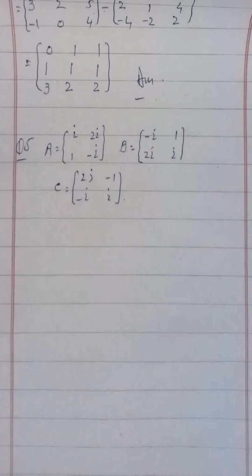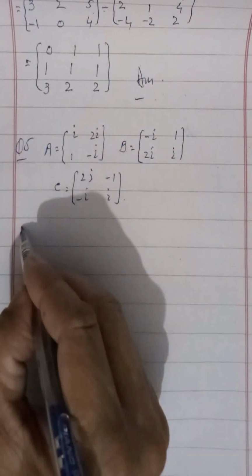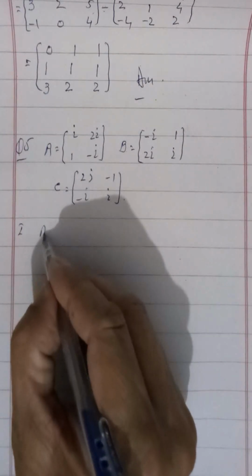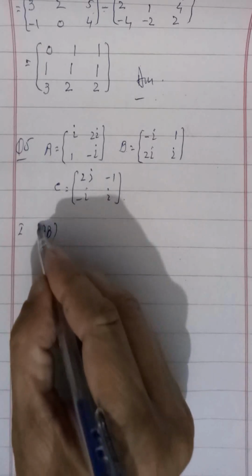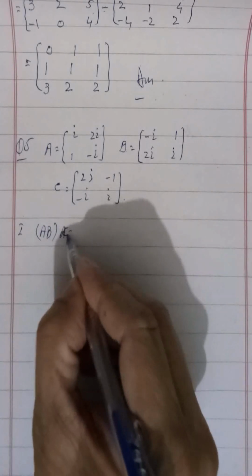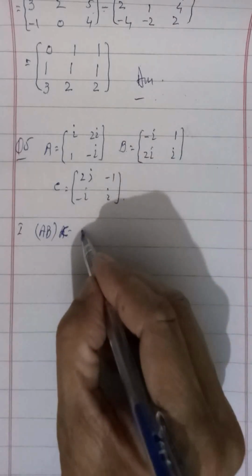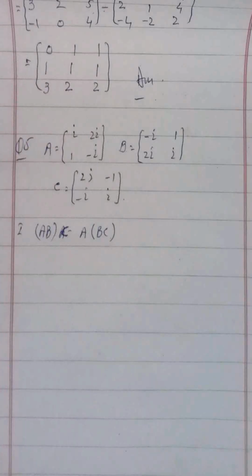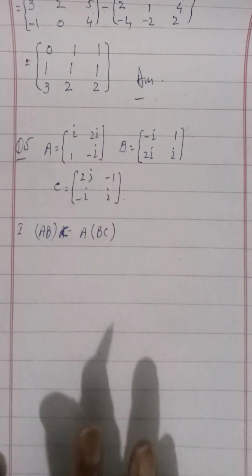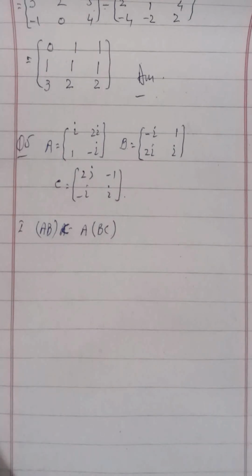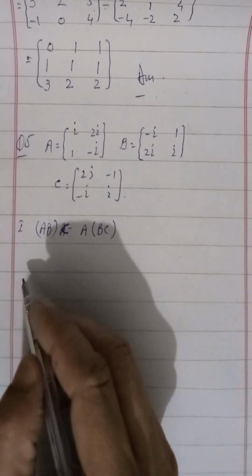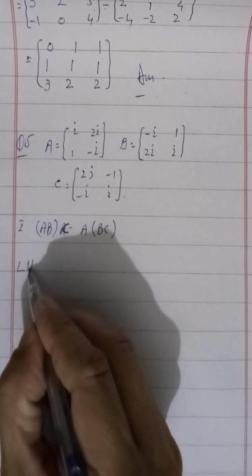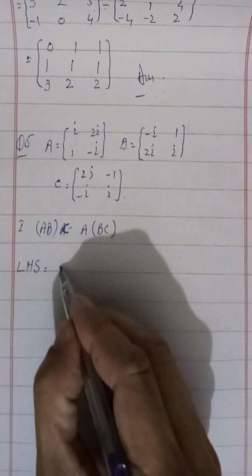In this question we show that part 1 is (AB) into C is equal to A into (B into C). Now we take the left hand side to solve the three matrices which are multiplying each other. We have left hand side is equal to (AB) into C.